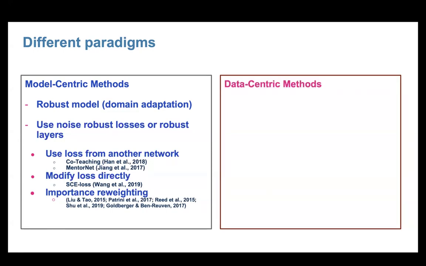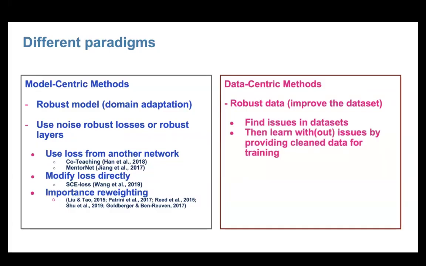And then from the data-centric perspective, the community has started thinking of this from a slightly different paradigm. Instead of having a robust model, could we have a robust data set to start with? So this idea of improving the data set, selecting those samples which are important and learnable for a model, and then flagging those which are hard or mislabeled, getting humans to look at them, and then reintegrating them. But we obviously need to first find issues in the data set, and then we can learn either with or without the issues by providing this quote unquote cleaned data for training. And for this, we really need new machine learning methods to solve the right-hand side of this problem.